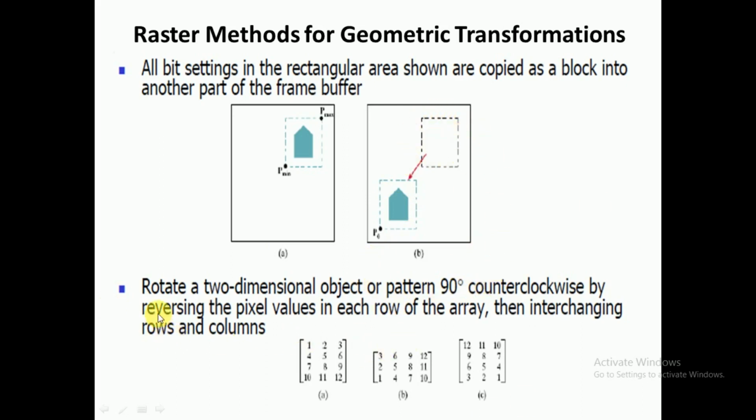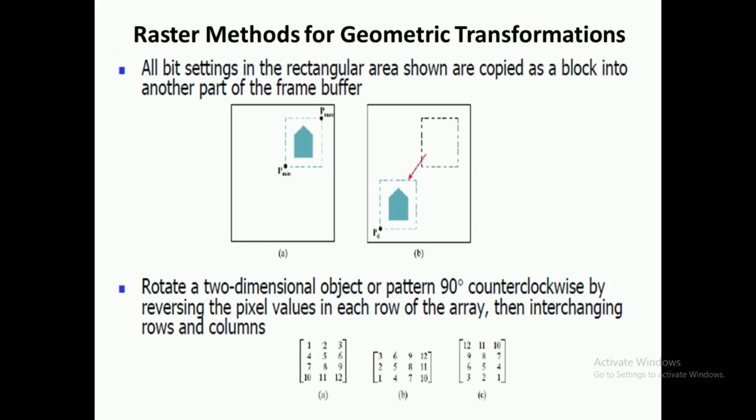How to do this one? Originally your image is like this: 1, 2, 3, 4, 5, 6, 7, 8, 9, 10, 11, 12. You want to rotate this by 90 degrees counterclockwise. What is the procedure? Reverse the pixel values in each row of the object array. That is, reverse each row.